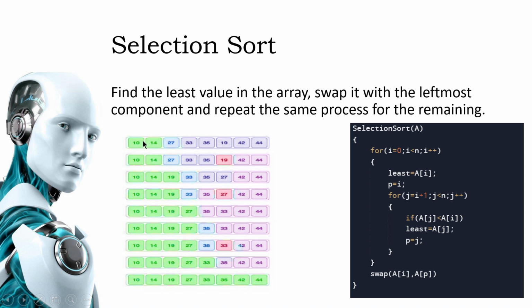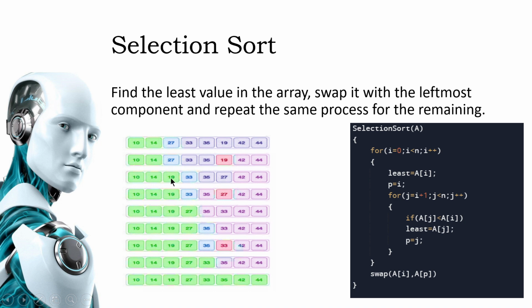Now 10 and 14 are the least in this array. They are kept in the left, and it's highlighted as green. You can assume that there is a wall over here where the left side of the wall is the sorted array and the right is the unsorted array. Next, our program is going to scan the unsorted part of the array to find the least. The least element over here is 19. So 19 is going to be swapped with 27. You can see that 27 has come to the place where 19 was earlier.